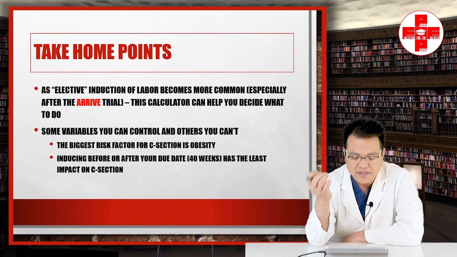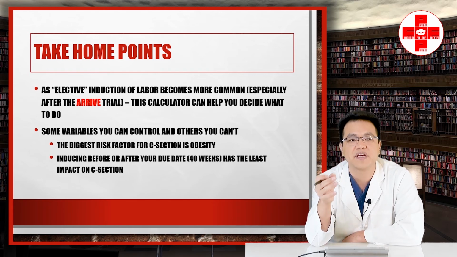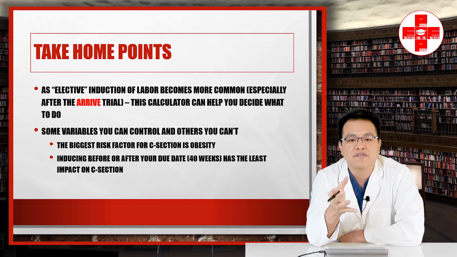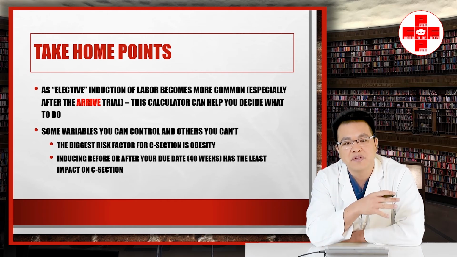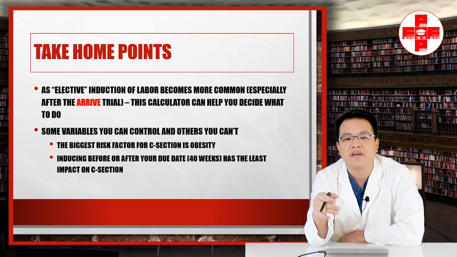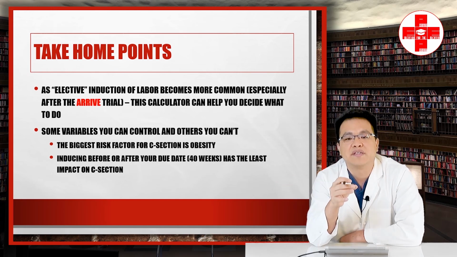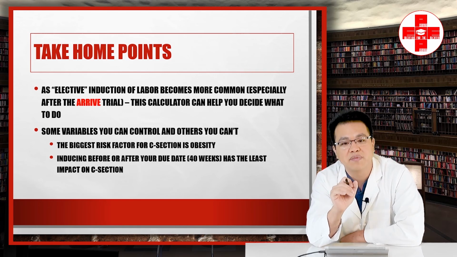So again, the take-home points: as elective induction of labor becomes more common, especially after the ARRIVE trial, this calculator can help you decide what to do if you're considering an elective induction of labor. Of these 5 variables that go into the calculator, some of them you can control, some of them you can't, like your height and your cervical exam. But the 2 things that you can control is, again, making sure your BMI doesn't get out of control during the pregnancy. But the decision whether to induce before or after 40 weeks, again, only applies to elective inductions, makes the least amount of difference in your risk of having a C-section.